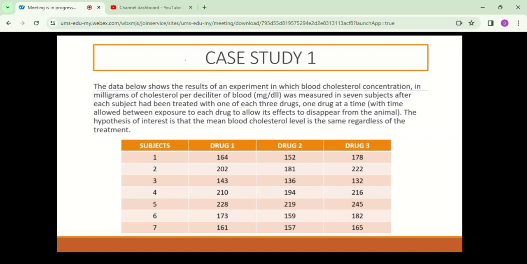So from the case study, we have 7 subjects, and then we have drug 1, which is treatment 1, and then drug 2, meaning treatment 2, and then we have drug 3, treatment 3, where all these subjects need to take them.